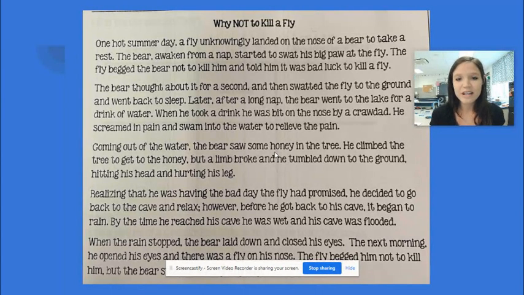When he took a drink, he was bit on the nose by a crawdad. He screamed in pain and swam into the water to relieve the pain. Coming out of the water, the bear saw some honey in a tree. He climbed the tree to get the honey, but a limb broke and he tumbled down to the ground, hitting his head and hurting his leg.